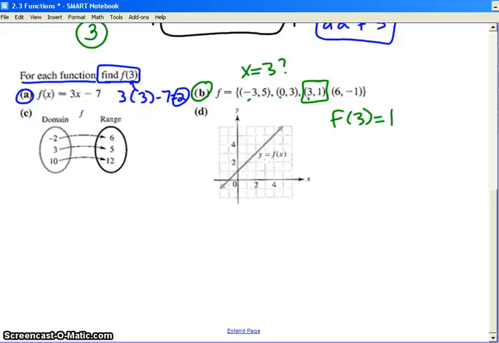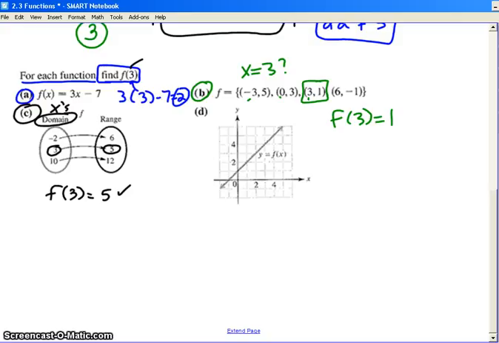Let's go back over here to C. The domain represents all of your x's. So go through your domain and look for 3. Here it is. So what does f of 3 equal in this relation? It equals 5, right here. They specifically told us to find when x equals 3.